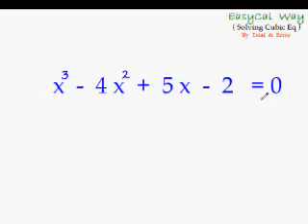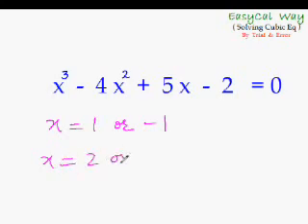So we always start by checking if x equal to 1 or minus 1 is one of the roots of a cubic equation. In most of the cases, it is. Otherwise, you can check the next set of numbers, like you can put x equal to 2 or minus 2, then 3 or minus 3, like that. That means by hook or by crook, we must get at least one root out of the three roots of the cubic equation.